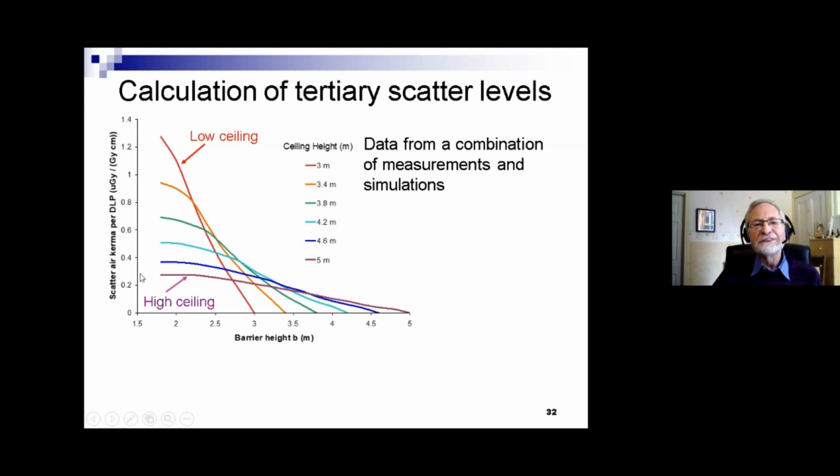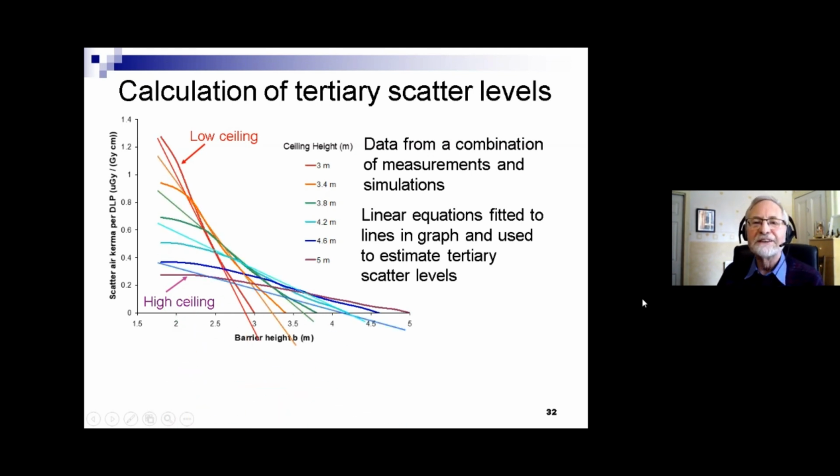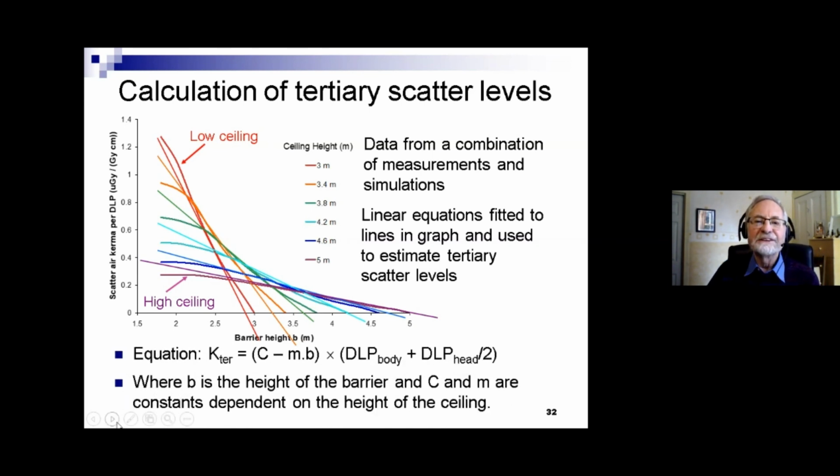So these equations are more complicated. What we did was fit lines to these graphs to try and generate simple equations that could be used for predicting tertiary scatter levels. And this is the equation we came up with, again incorporating the DLP for the body and the head. So B is the height of the barrier, and C and M are constants. They're given in our book. They're also given in a paper that we've written on this.